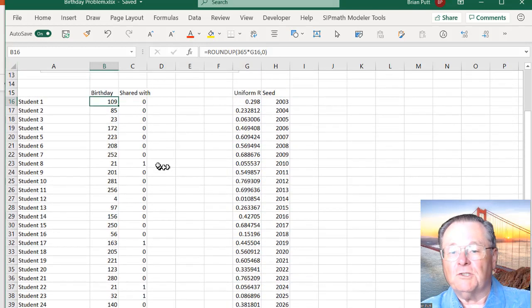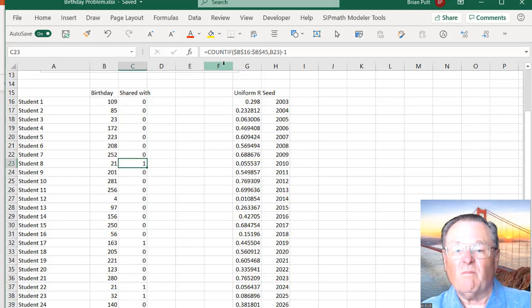Then I asked the question, let's come down here, COUNTIF in this list the value 21 is repeated. And here we can see that there's one repeat. So that's right down here in row 37.